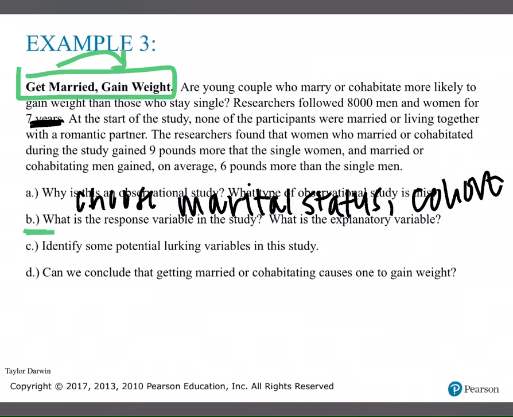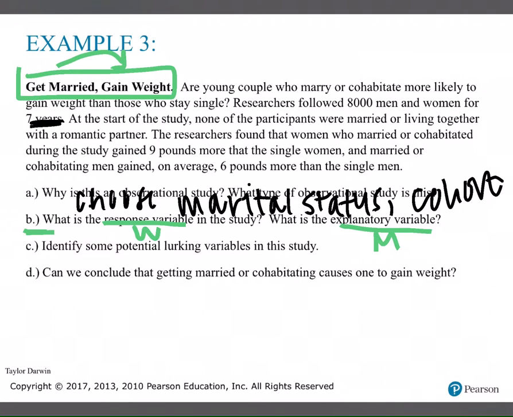Getting married is the explanatory variable. I'm going to write a little M. And gaining weight is the response variable. Does getting married cause us to gain weight?